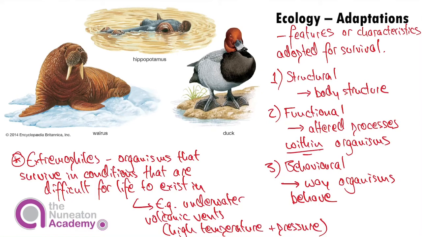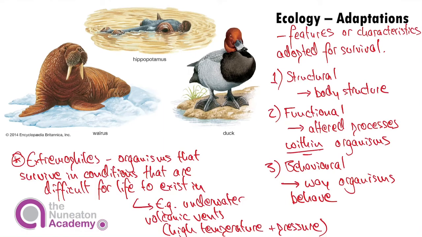Now, these features can take a wide different shape and form and can be quite varietous. So we break them down into three specific types. The first is a structural adaptation, which are features of an organism's body structure, such as their size, their shape, or their colour, and how those have changed over time to allow that organism to survive.